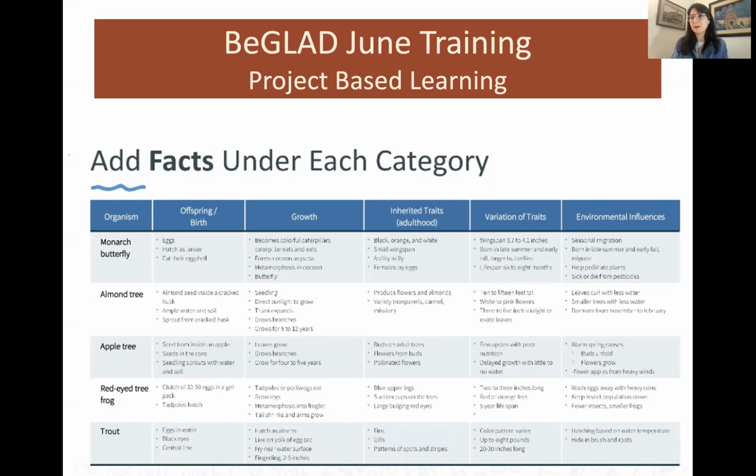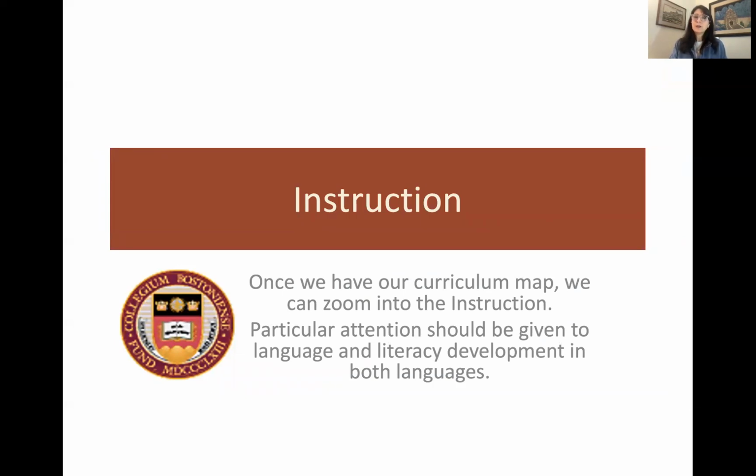So in this case, the standard might be to understand the main components of a cycle of life, including the moment of initiation and the main elements of growth, or something like that. So when it comes to instruction, once we have our curriculum map, we can zoom into the instructional piece. And we pay particular attention to language and literacy development, since many times this is a difficult thing to align into language education when the teachers don't have the experience to do it yet.